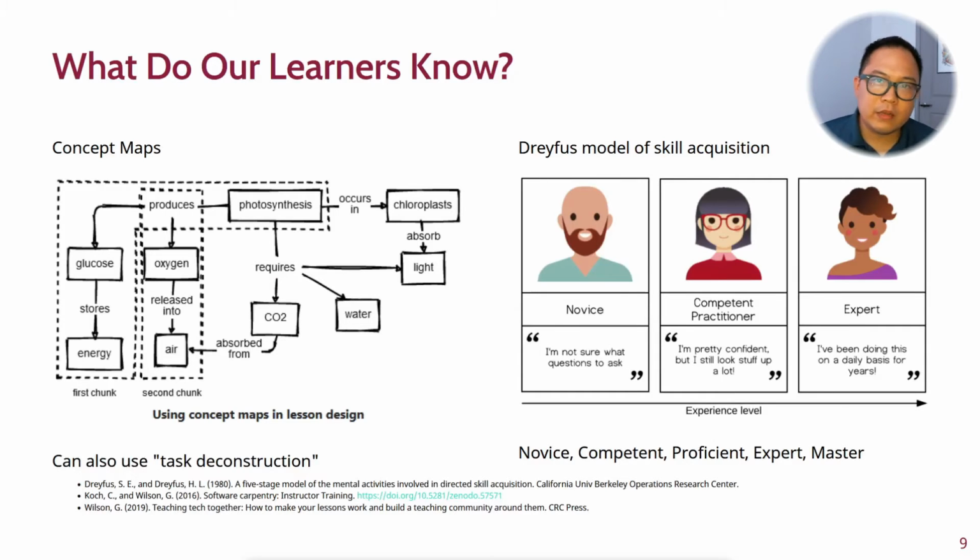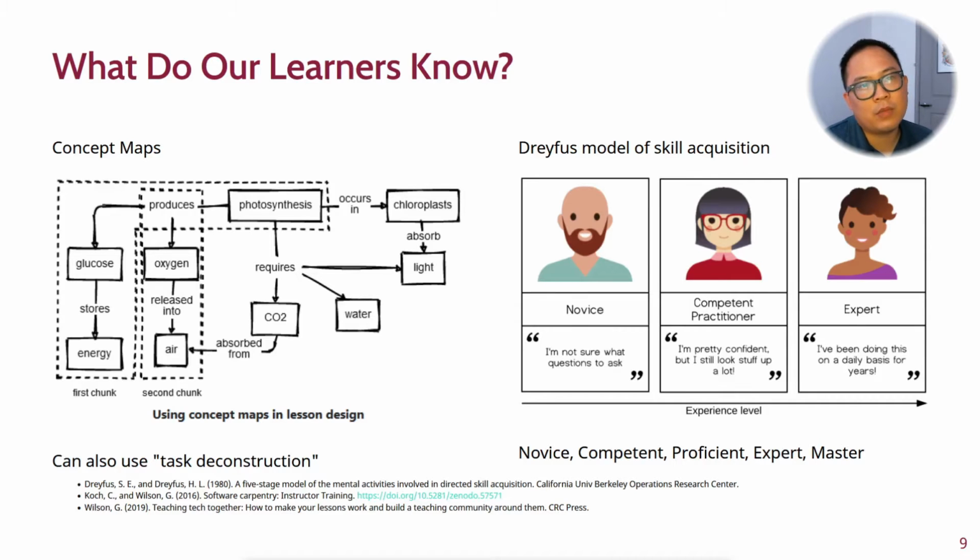One way we can do that is trying to figure out what our learners currently know. You can do that using something called concept maps, which allow you to map out all of the concepts related to a particular topic and how they relate to one another. And this helps you with lesson design in the sense that you can chunk up different portions of this to help you teach and pace your work.